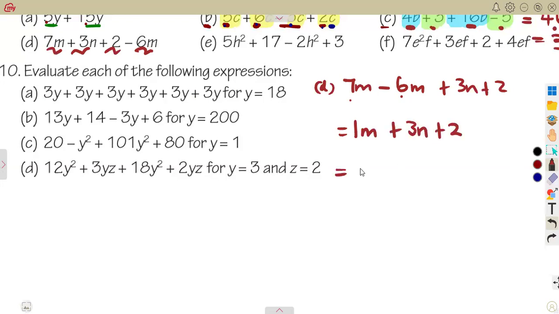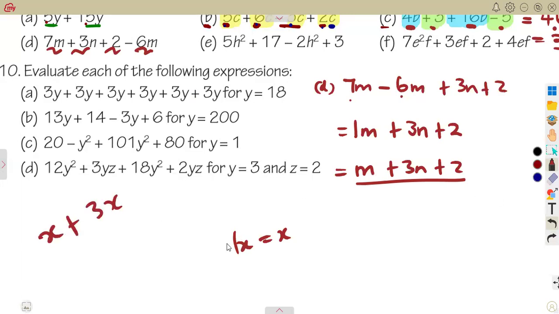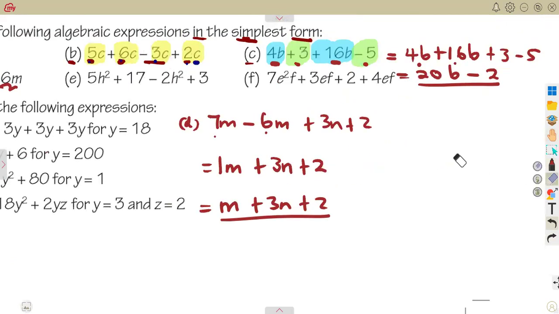So 1M is simply M, all right? If a 1 is given like that, you can ignore it when writing. It's just like 1x is x. So even if you see x plus 3x, you must also know that there is a 1 hidden there. Since we neglect it when writing, we must also know that whenever we are simplifying, that 1 is there.